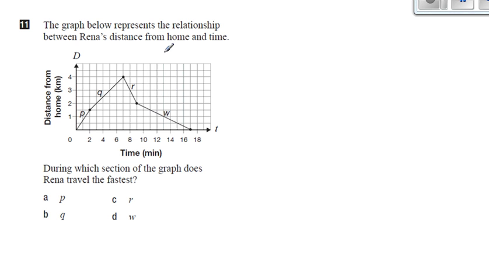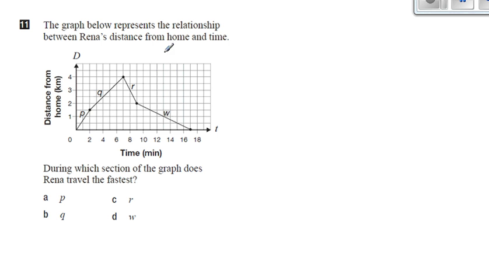The graph below shows the relationship between Rena's distance from home and time. During which section of the graph does Rena travel the fastest? So because it's multiple choice, you don't just want to go right into doing all kinds of math. We always look for ways of getting to an answer faster.